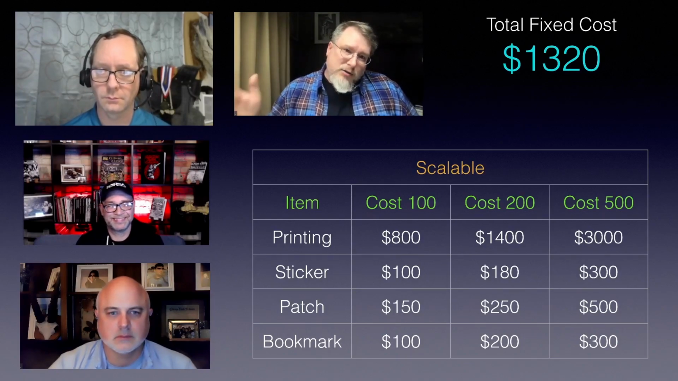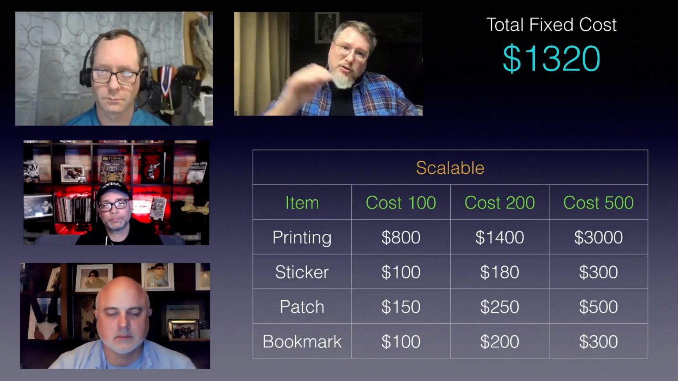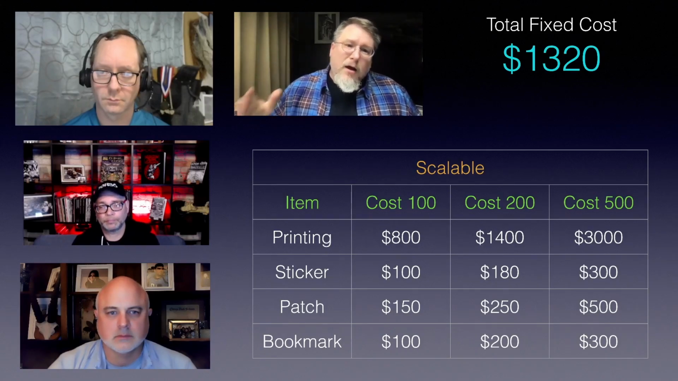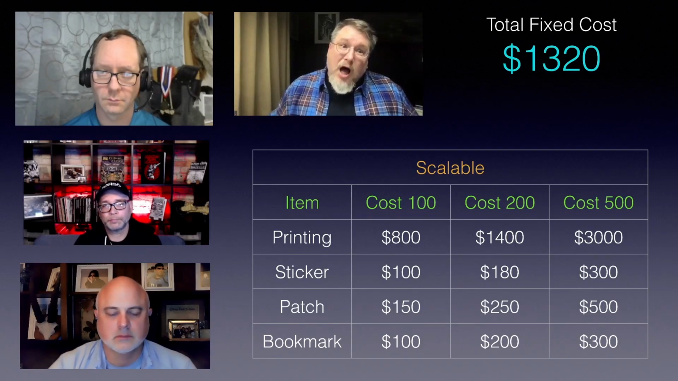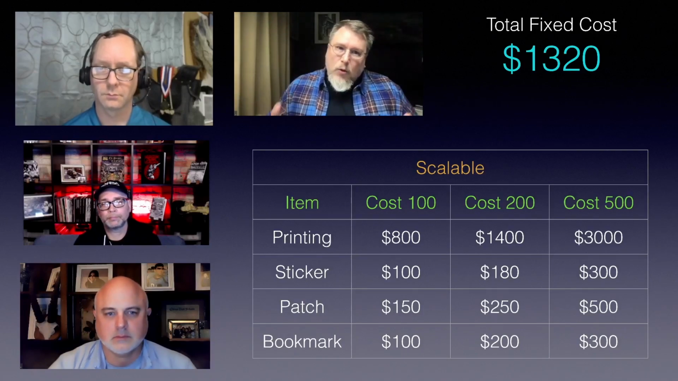At 200, that printing cost is $7 per book, right? And at 500, we're going to get it down to $6 per book. So you can see that that's a scalable cost. The individual price per book goes down as I go up in volume, but the overall cost goes up because the volume goes up. So why is it that scalable costs work this way?